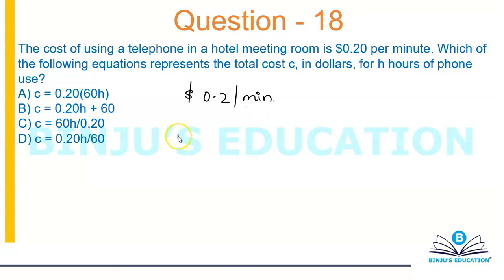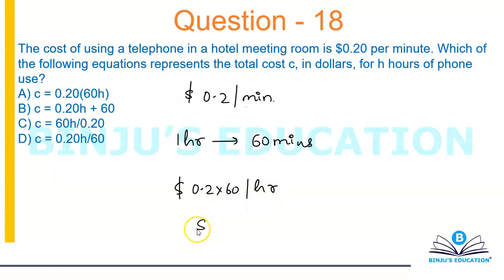Now we know that in 1 hour we have a total of 60 minutes. So for 1 minute, if you are paying $0.2, then for 1 hour, or 60 minutes, you'll be paying 0.2 into 60. So that is basically $12 an hour.